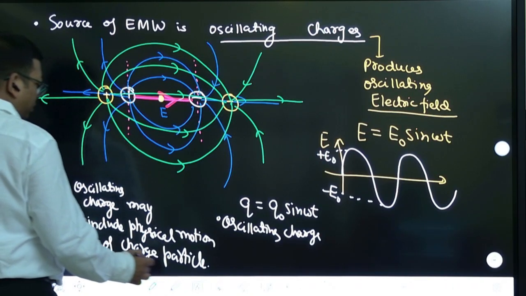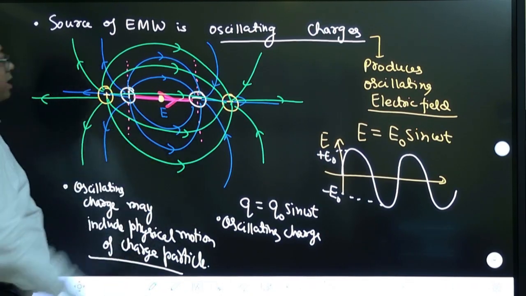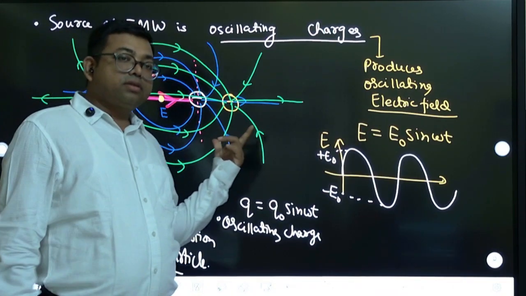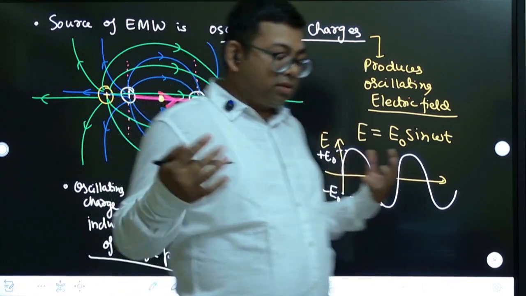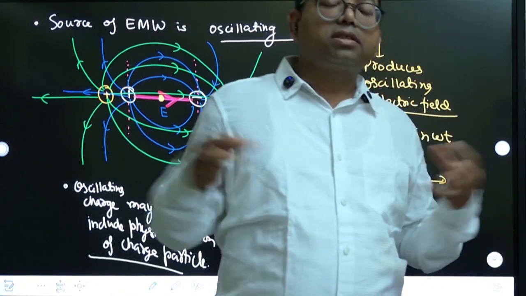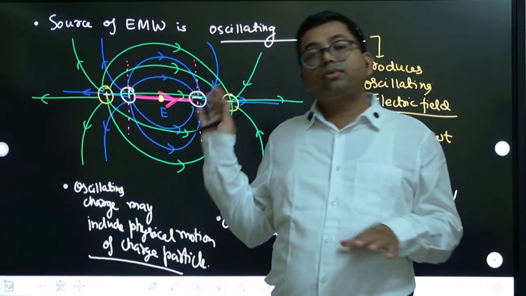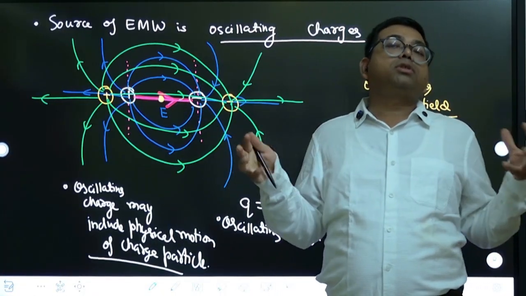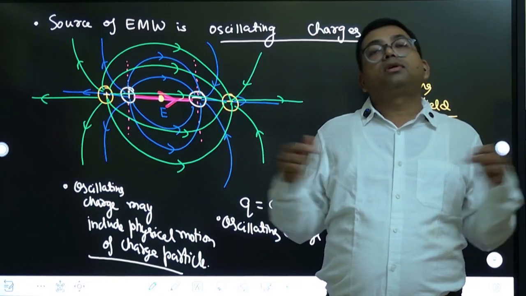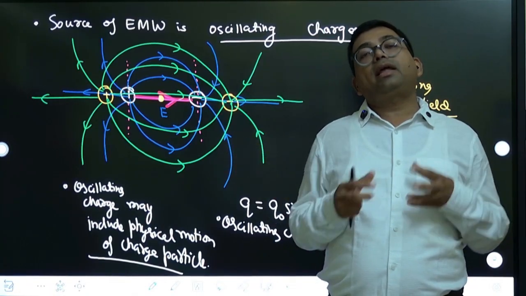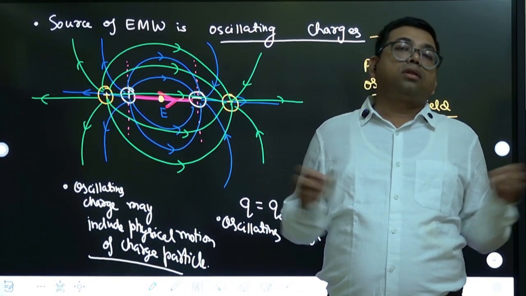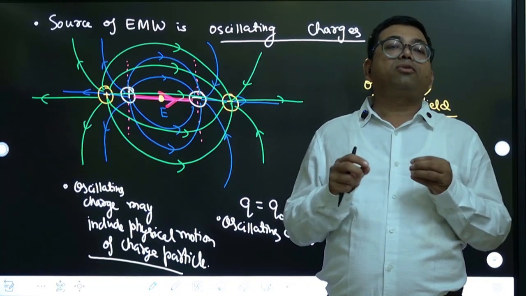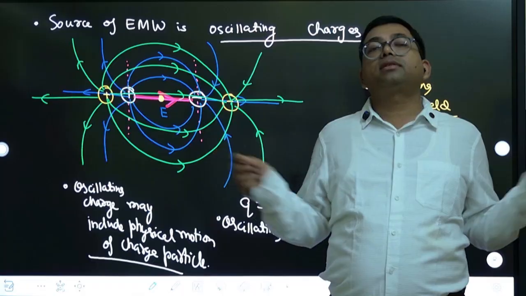So if a charged particle is physically moving, like in this diagram which I have shown here, this shows the physical motion of the charge, just like a simple harmonic motion or spring-mass system. Charges, equal and opposite charges, are moving, right? It's like an electric dipole, sometimes coming close, sometimes going far.